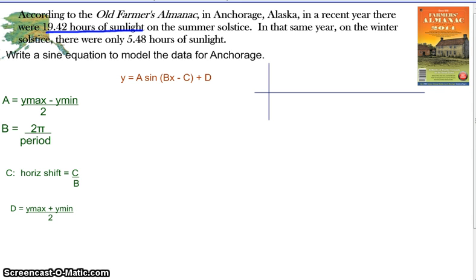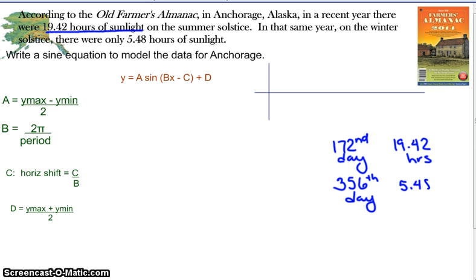So if you recall, the summer solstice is on the 172nd day of the year. And on that day, they had 19.42 hours of sunlight. On the winter solstice, which happens on the 356th day of the year, December 22nd, they only had 5.48 hours of sunlight. So what I've just identified is my high value and my low value.